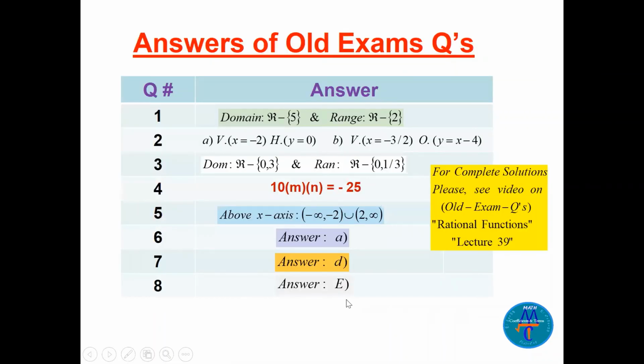Now, as usual, these are the answers only for the 8 questions. And please, if you want to see the complete solution of all these questions, you can go to all the exams questions, rational functions, lecture 39.